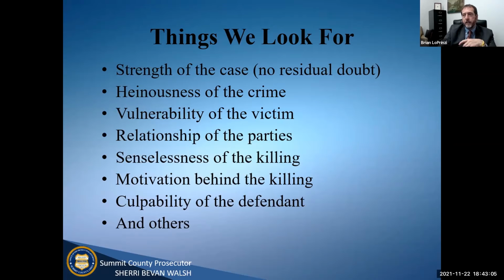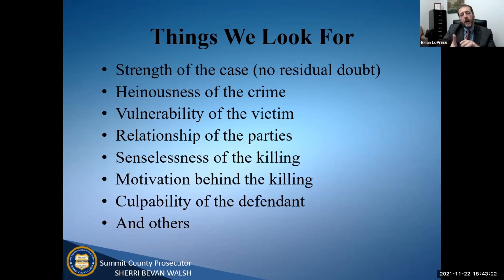We look at the vulnerability of the victim. Somebody that's out jogging one night and somebody jumps out of the bushes and attacks them, rapes them, and then kills them. That's a completely innocent person, vulnerable, that kind of thing.